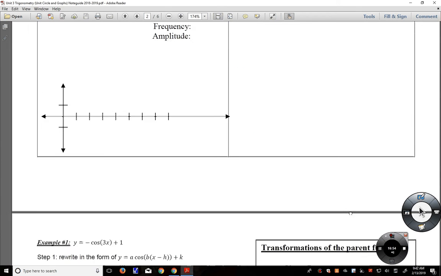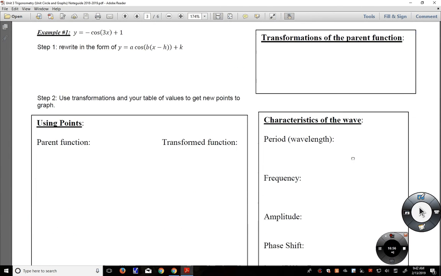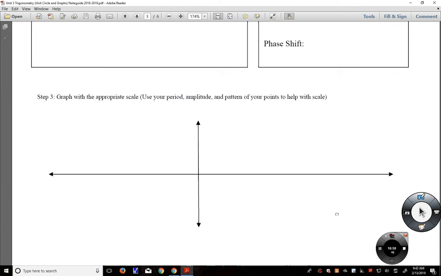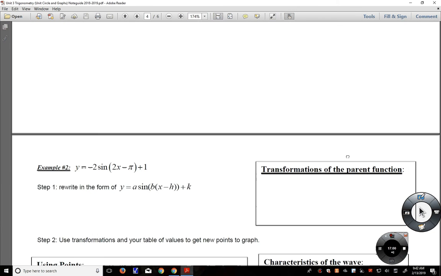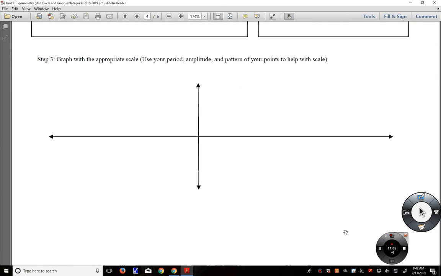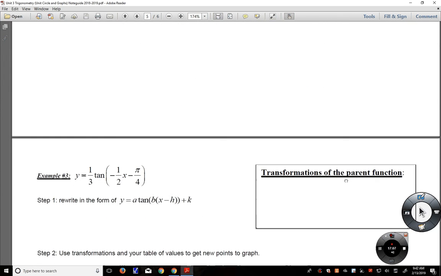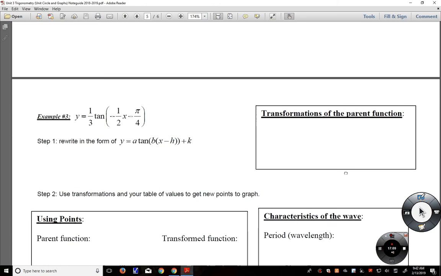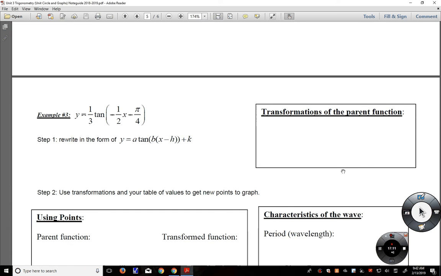Okay, so we're going to go to your tangent example if you have the note guide, so we've already done the cosine example. Otherwise, just add it into your notes where you're taking them. We already did the sine example. And now we're going to look at the tangent example. Right there so you can see the equation.